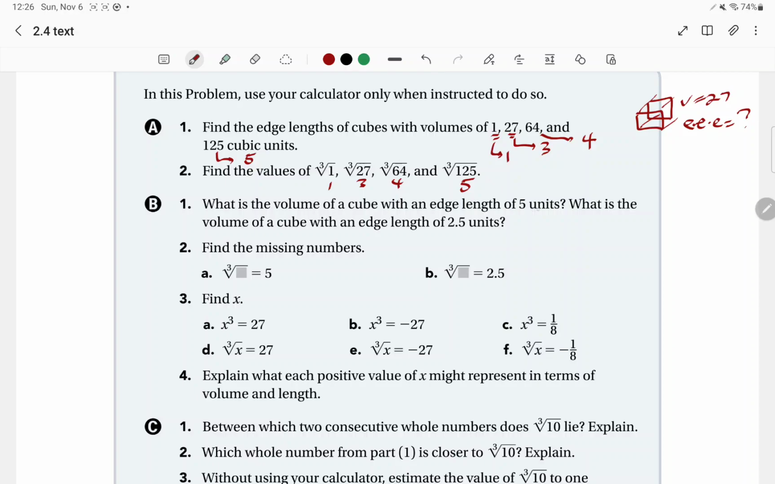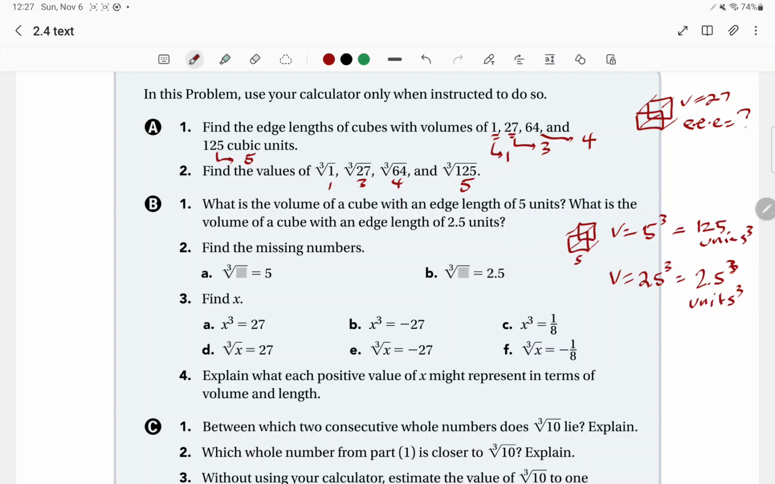All right, so if the volume of a cube is what we're trying to find, and it has an edge length of 5, well, the volume is 5 to the third, and so that is going to be 125 units cubed. Volume is always cubed. If it has an edge length of 2.5, then the volume is going to be 2.5 cubed. I'm not really sure what that is without plugging it into a calculator, but I'm just going to keep it 2.5 cubed units cubed.